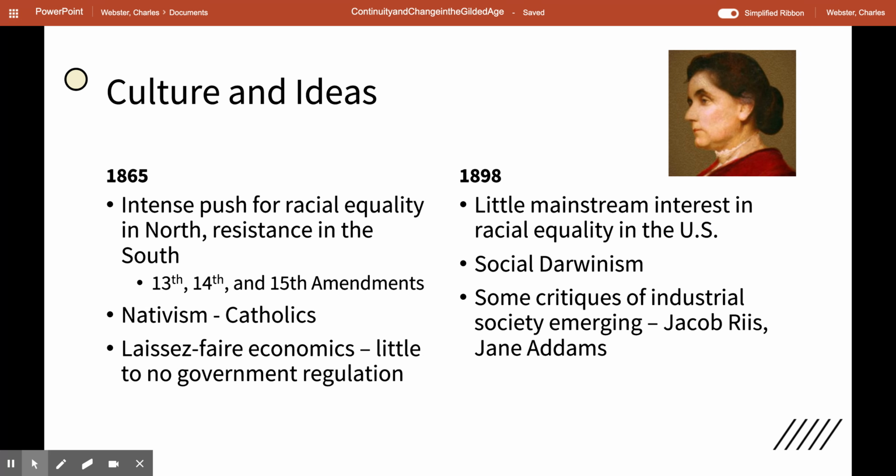But there were a few reformers who were beginning to question the effects of industrialization, like Settlement House founder Jane Addams or early muckraker Jacob Riis, right? And we'll talk much more about him in our upcoming unit on progressivism.